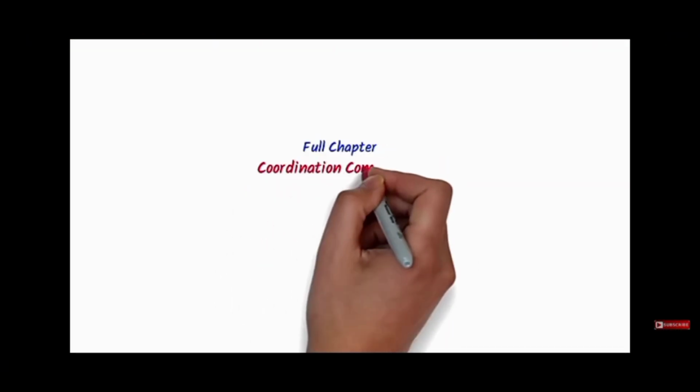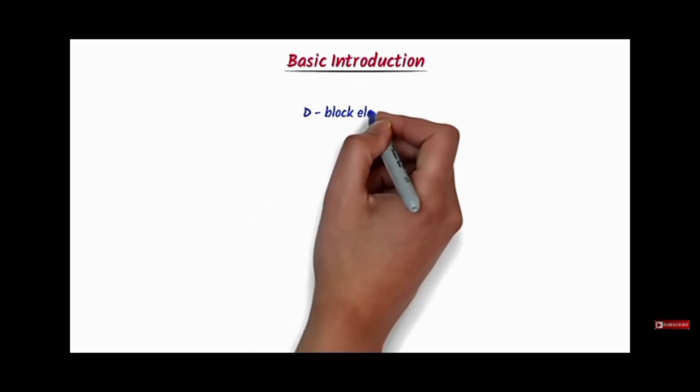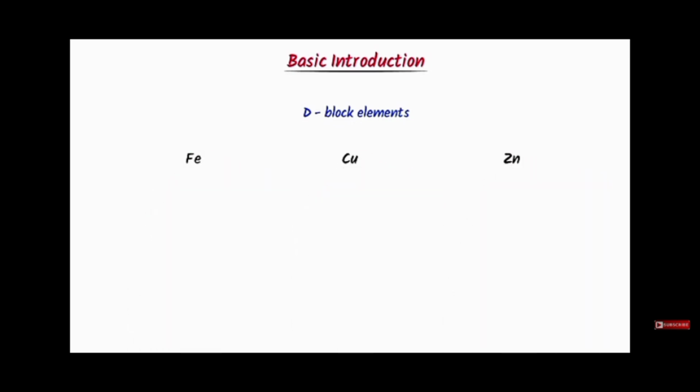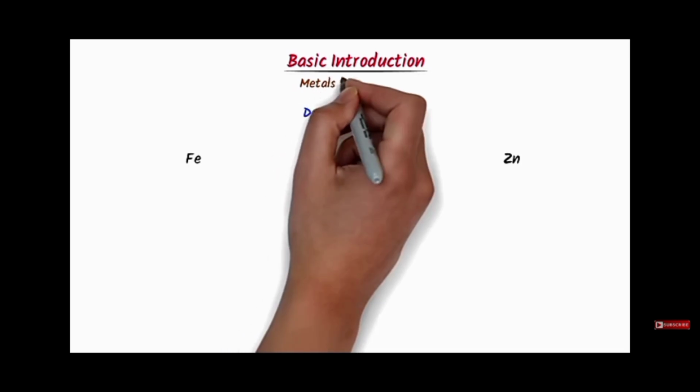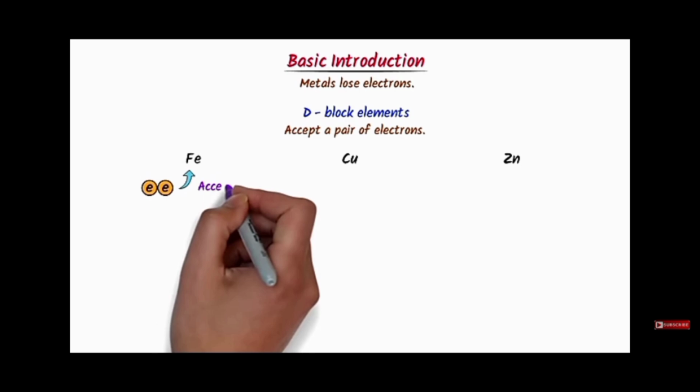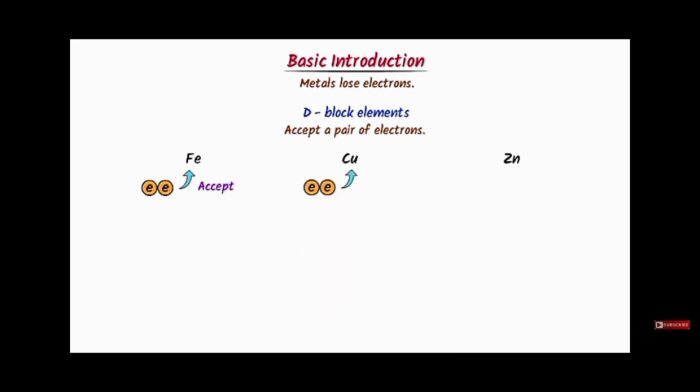Chapter of coordination compounds. Firstly, let me teach you the basic introduction of coordination compounds. Consider the d-block elements like iron, copper, zinc, etc. These all are metals. We know that metals love to lose electrons, but here the case is opposite. I mean, these metal elements love to accept a pair of electrons. This iron loves to accept a pair of electrons, this copper loves to accept a pair of electrons, and this zinc loves to accept a pair of electrons.